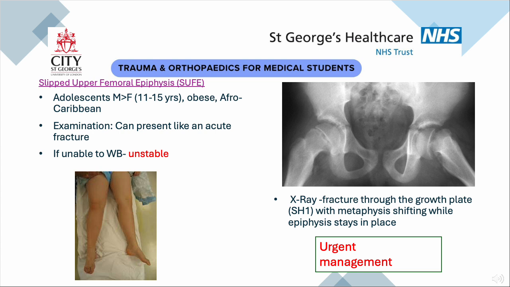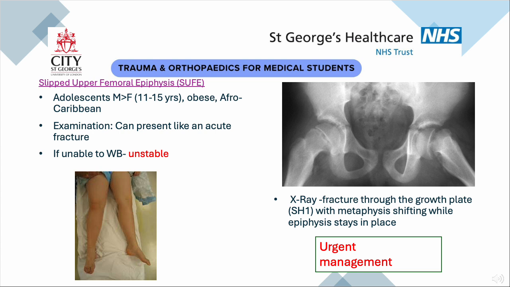And the child presents with the leg shortened and a little bit externally rotated. And if you try and flex the hip up, it won't flex right up. It tends to go into an externally rotated position. And the x-rays will show that it's like a Salter-Harris 1 fracture, really, through the growth plate. And the metaphysis shifts and the epiphysis stays in place.